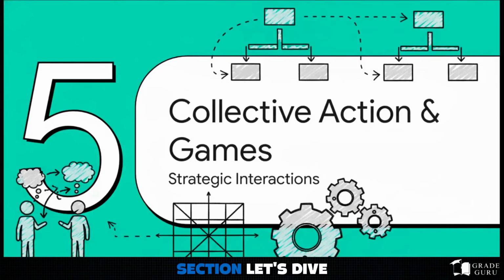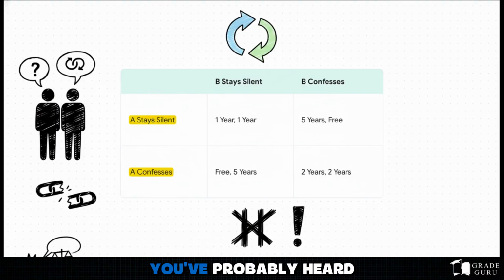Okay, for our last section, let's dive into situations where your best move depends entirely on what someone else does. To model these kinds of strategic choices, we use something called game theory. You've probably heard of this one. It's the most famous game in political science for a reason. Here's the paradox. The best outcome for the group is if both prisoners keep quiet.